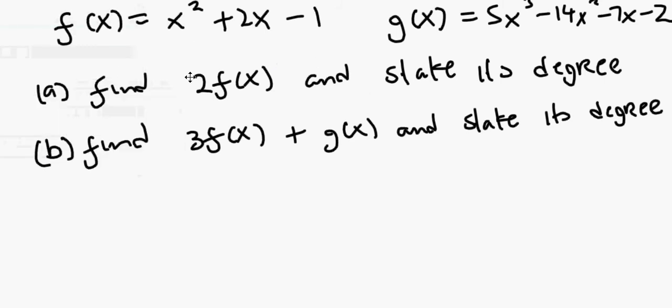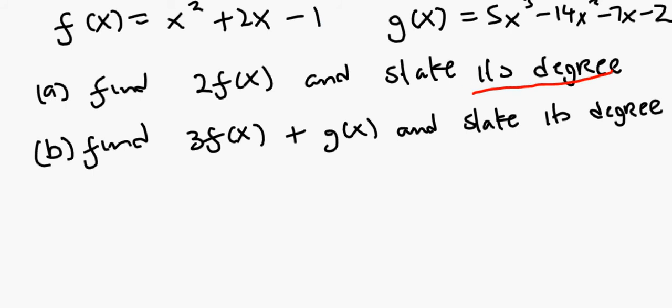Now, first question: if f of x is x squared plus 2x minus 1, and g of x is 5x cubed minus 14x squared minus 7x minus 2, find 2 times f of x and state its degree. Now, its degree means what is the power? It's the highest power of x.